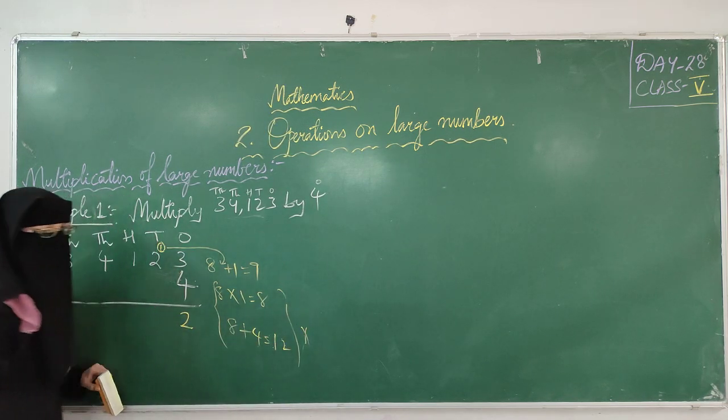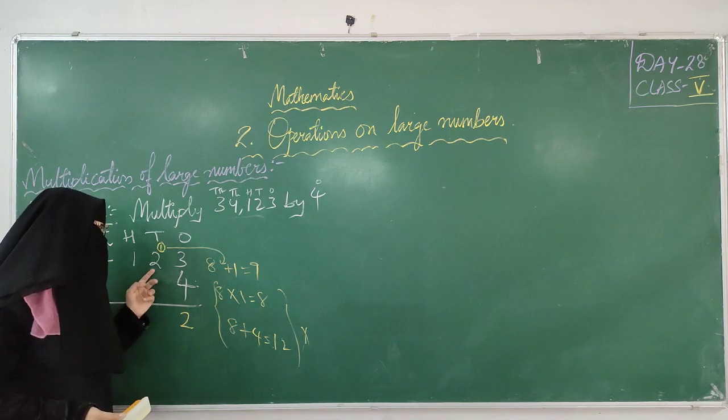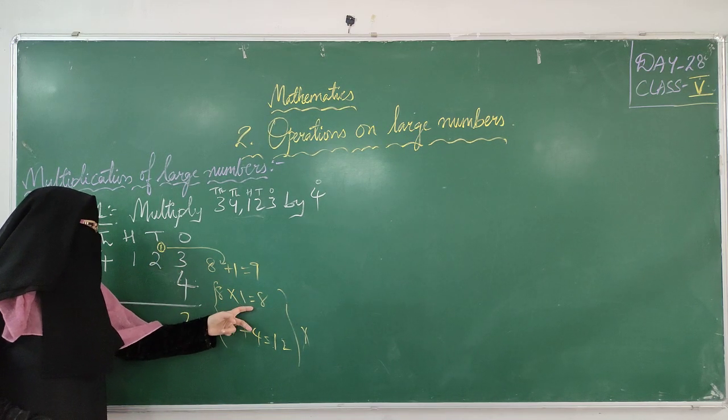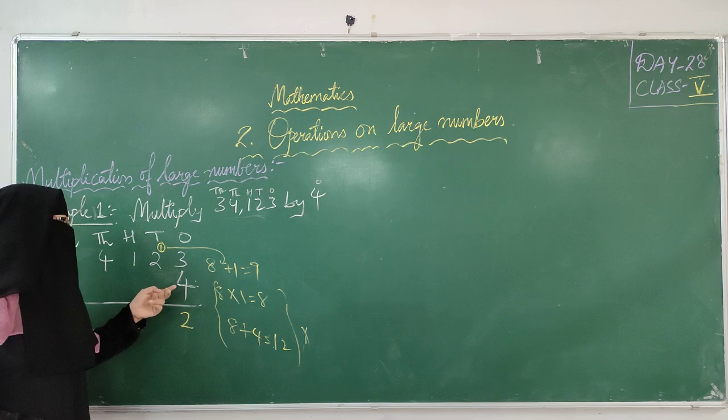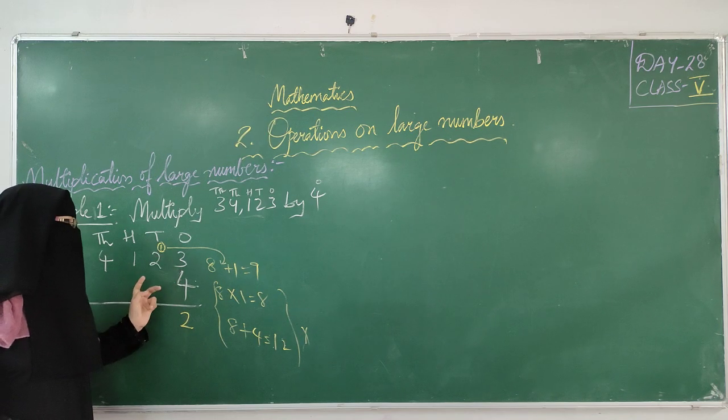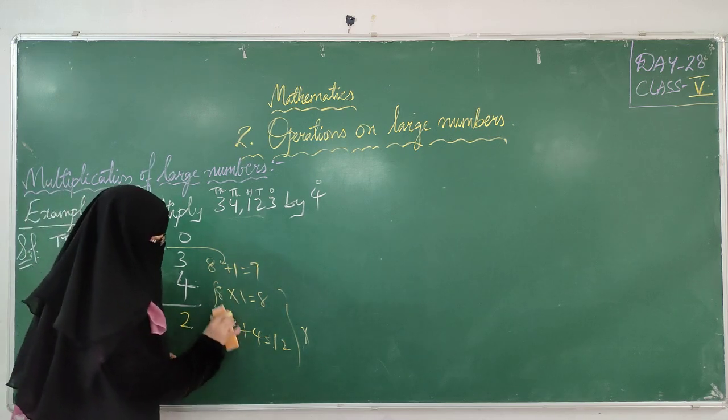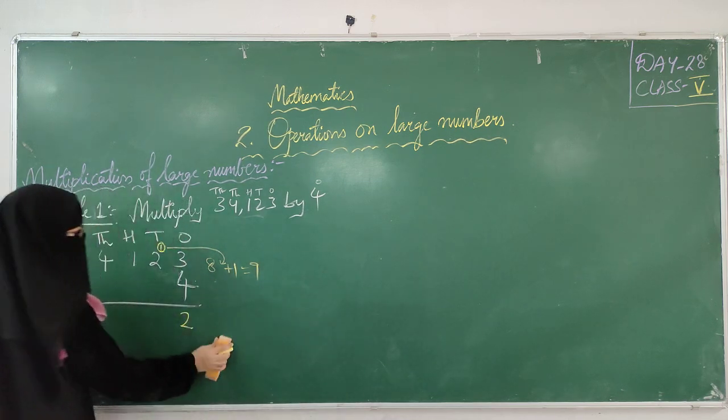Both are wrong. Many students will do this. See, 4 twos are 8, 8 plus 1, 9, they will write. Okay, that's good. Next they will do 4 twos are 8, 4 ones are 4, 8 plus 4, 12. It is wrong. 4 twos are 8, 8 ones are 8. It is also wrong. These two are wrong. This one is right. Okay.